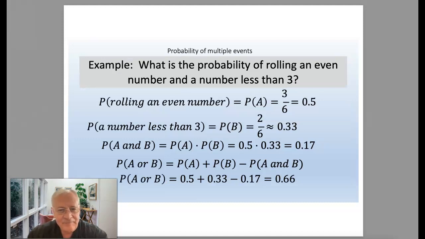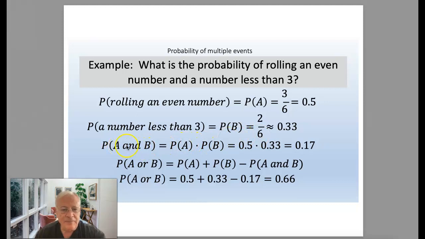All right, as an example, what's the probability of rolling an even number or a number less than 3? The probability of rolling an even number is 1/2, right? I can roll a 2, a 4, or a 6. The probability of rolling a number less than 3 is 2/6. I can roll a 1 or a 2.